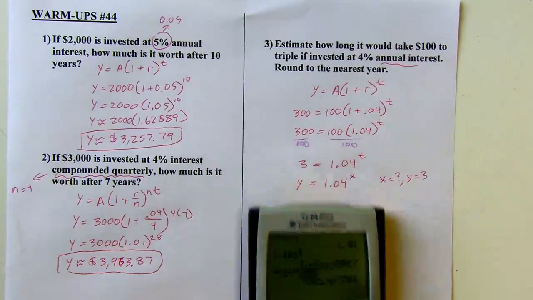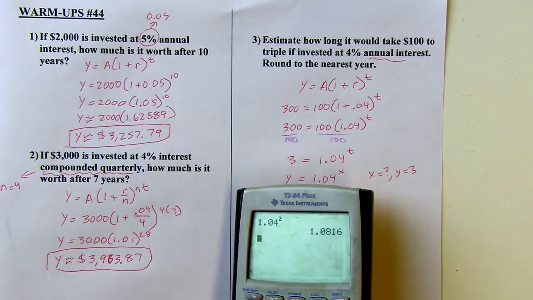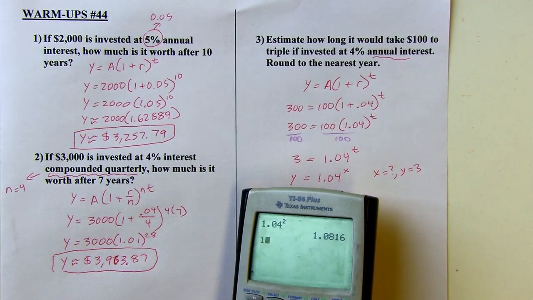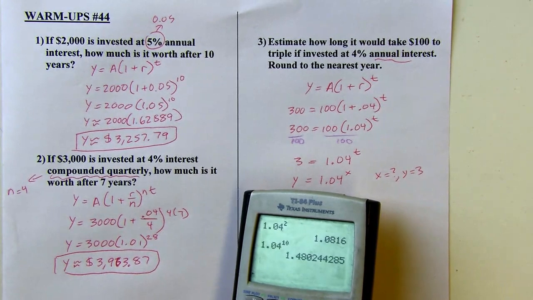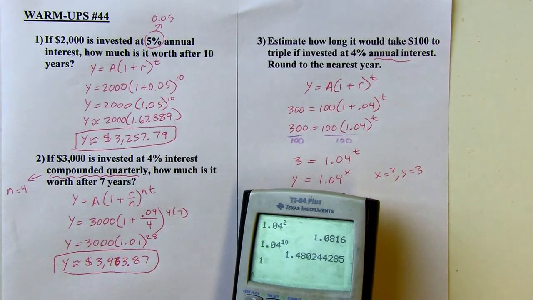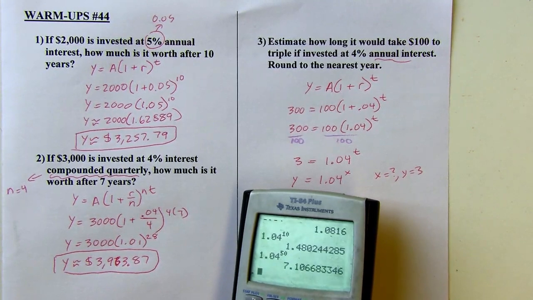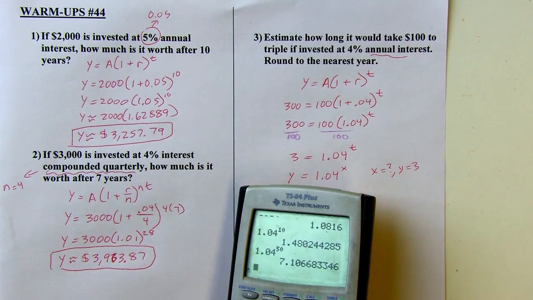So in my calculator, 1.04, let's try raising to the second. Okay, so that's not enough, right? So let's try something more. Let's try raising it to the 10th. Okay, we're getting closer now, 1.48. That's further. I know I'm going in the right direction. Let's try to the 50th and see what happens. Okay, way too much, right? Now we're at 7, so it's going to be something between 10 and 50. Let's try maybe to the 20th.